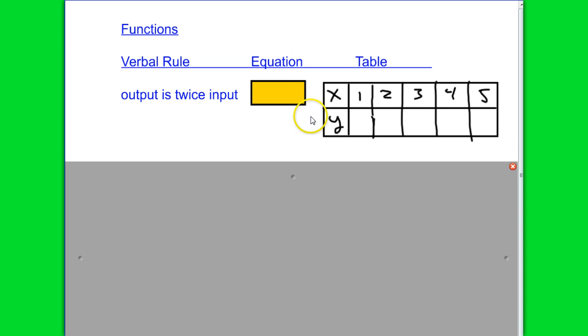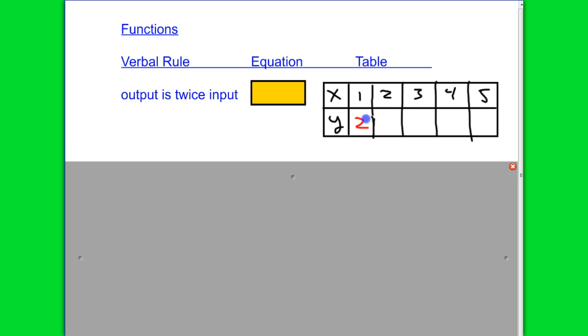Okay, so we just make a quick table and provide some inputs. These are independent, so I'm using 1 through 5. We could have used anything, right? Those are all independent. If the output is twice the input, maybe the easiest place to start is completing the table. If the output, y, is twice the input, x, what would the output be when x is 1? What is twice 1? That's right, it's 2. So we would have 2.